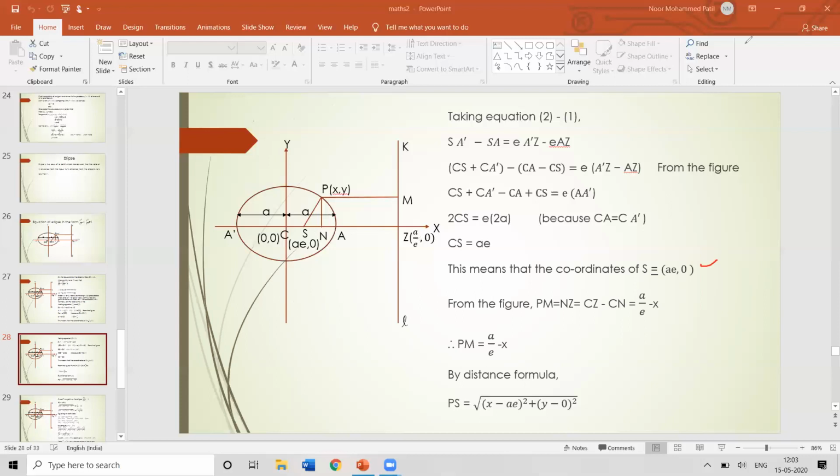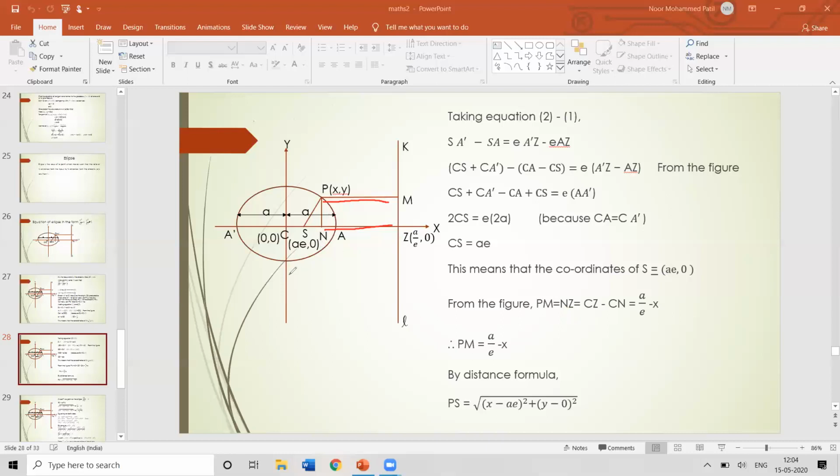Now from the figure, what we can say is PM distance is equal to NZ distance because both are parallel to each other, and they have the same length. So PM is equal to NZ. Now we can say this NZ value will be equal to CZ, that is total, minus CN.